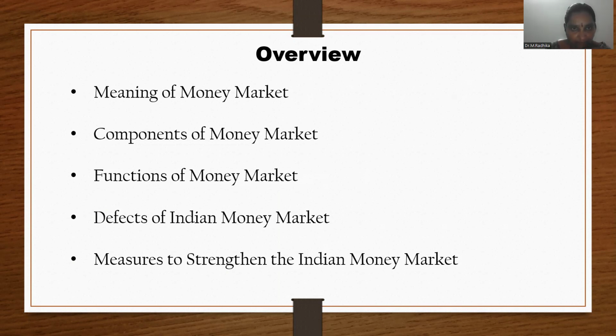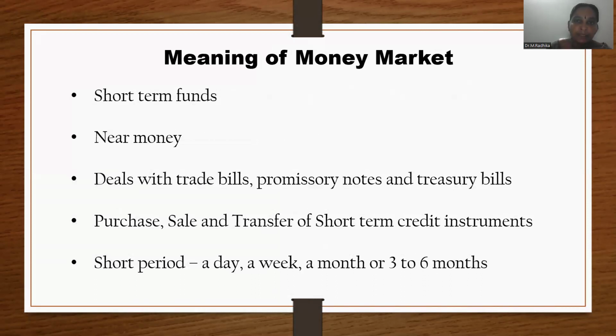The first one is the meaning of money market. Money market deals with short-term funds. Here, it is not directly dealing with money. Money market deals with short-term bills. That short-term bills are trade bills, promissory notes, and treasury bills, which can also be called government bills. These short-term bills are also known as near money. So mainly it deals with short-term bills for a shorter period.